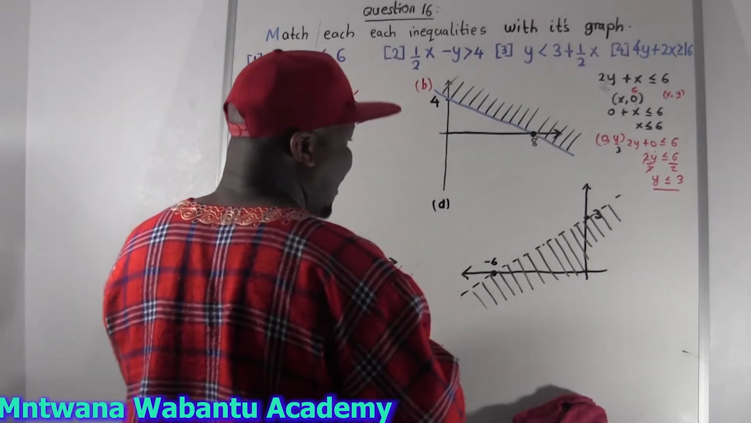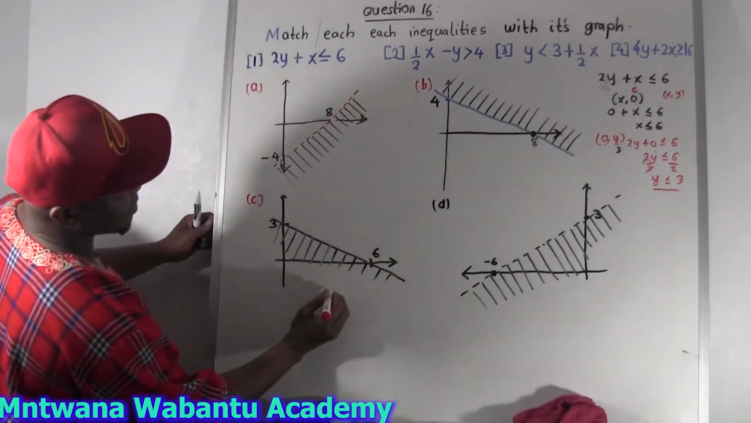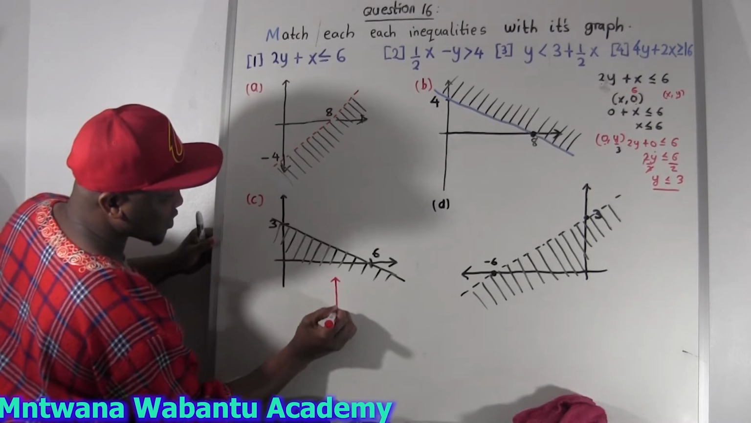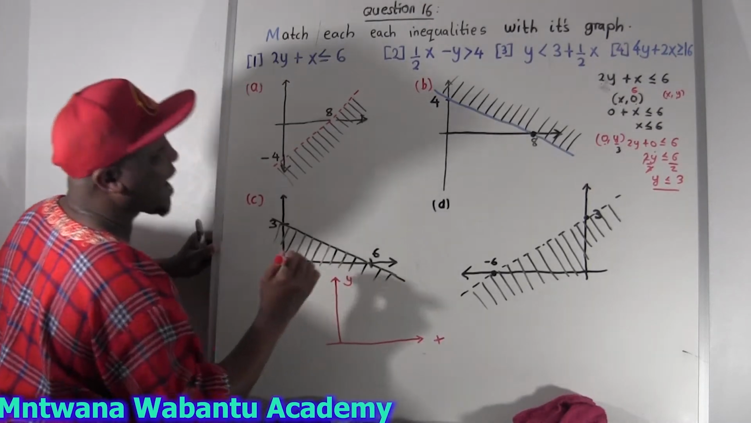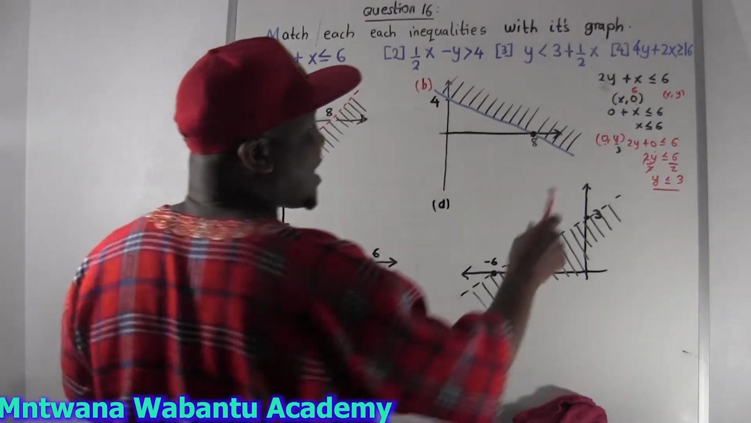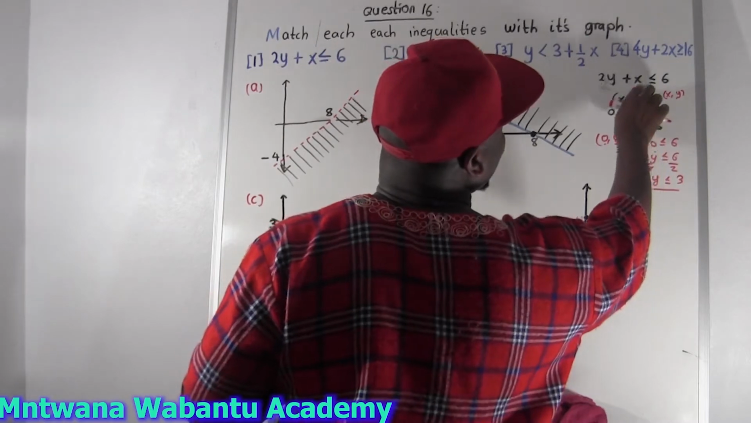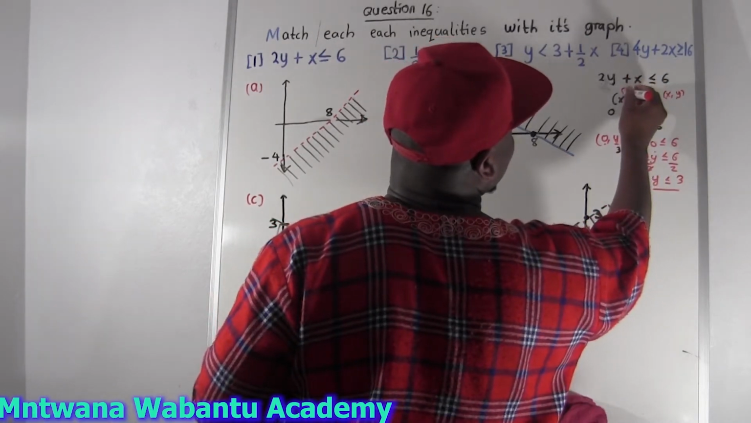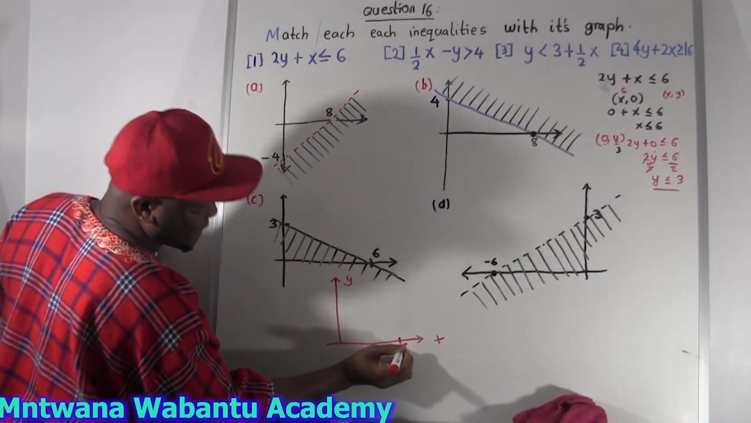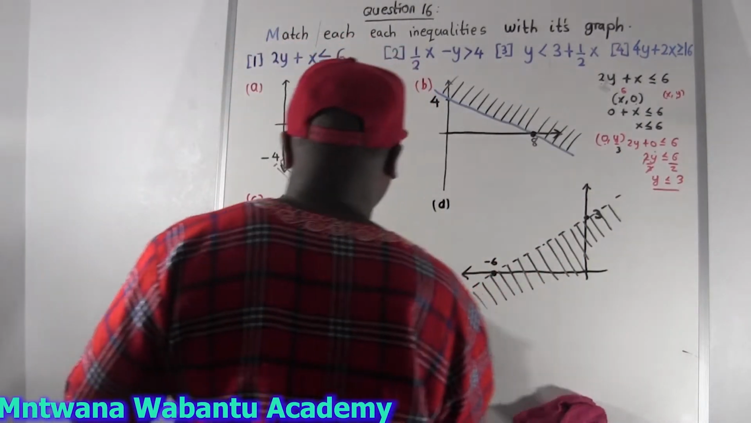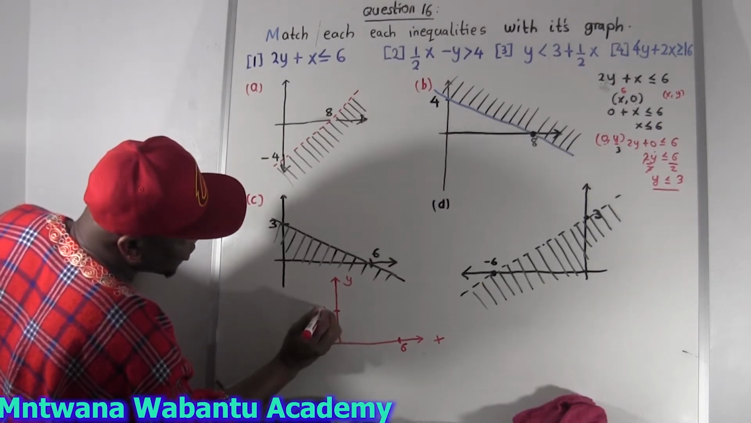I'm going to use the red color. So this is the y-axis and this is the x-axis. Now, what is the x-intercept? The x-intercept equals 6, so x equals 6 here. And what is y? Y equals 3. Let's say this is 1, 2, 3, 4, 5, 6. Y equals 3 here.